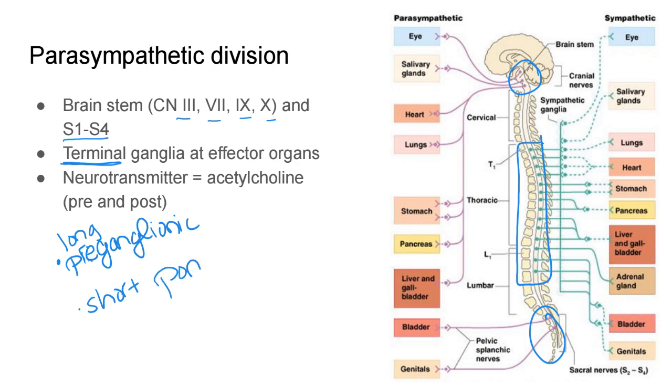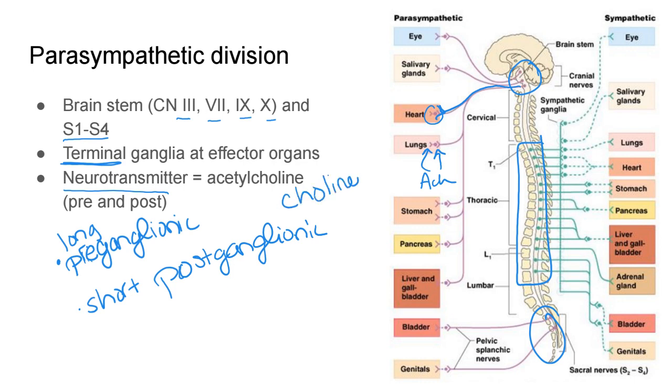So that's going to be the opposite of the sympathetic nervous system. So a really long preganglionic neuron that's going to go all the way out to where the effector is, and then a short postganglionic that's going to synapse directly with the effector. You can see that in this image here. You see there are initially our long preganglionic neurons, and then these little tiny short postganglionic neurons. My neurotransmitter here is acetylcholine all the way. So here at the preganglionic neuron, I release acetylcholine, as well as here at the postganglionic neuron to the effector, I release acetylcholine.